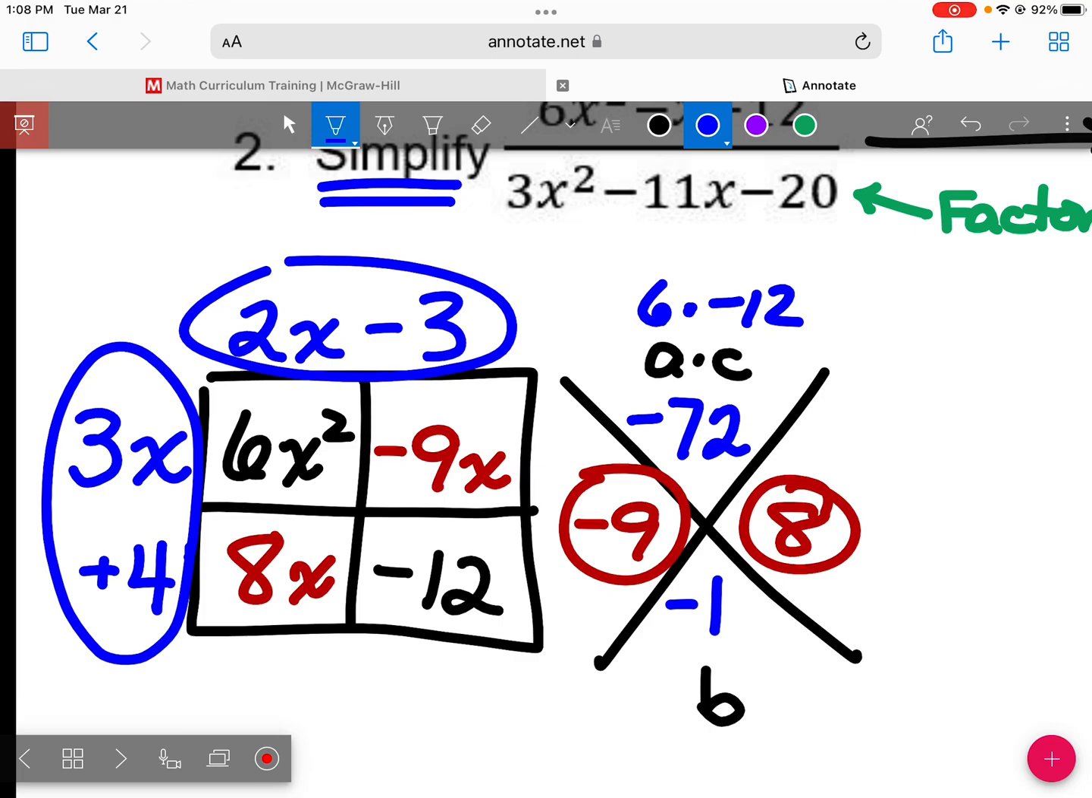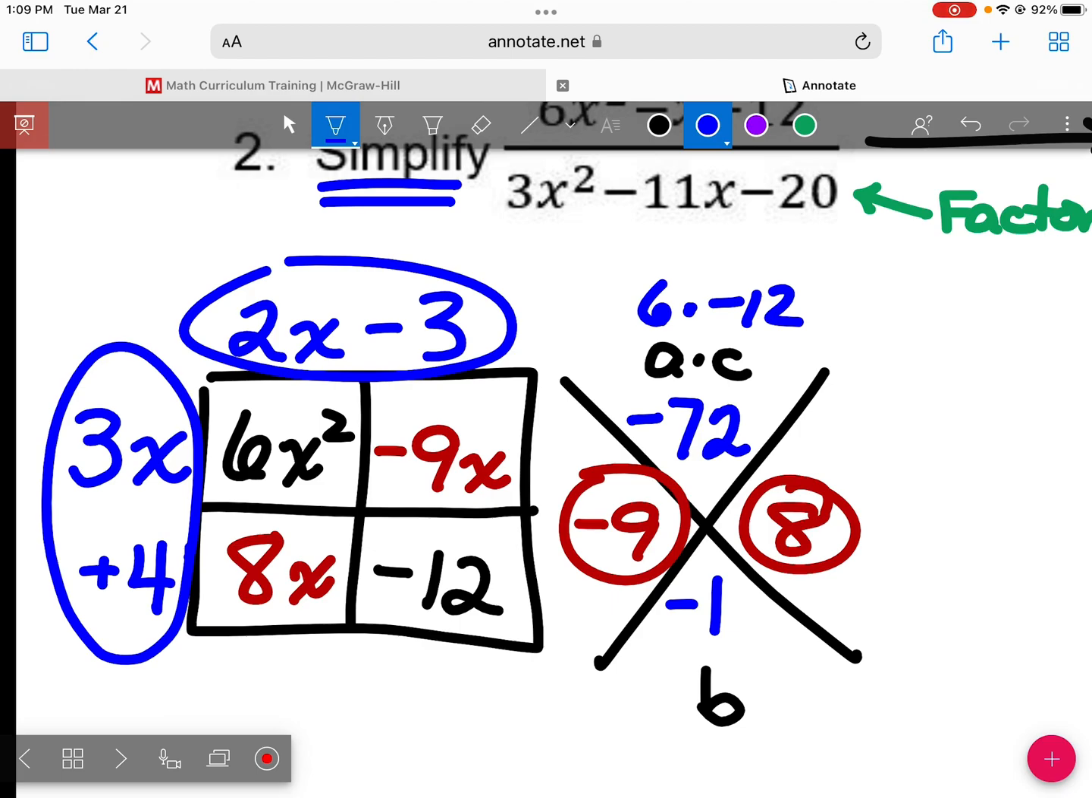A way that you can check yourself to make sure that you got the correct factors: this row times this column should give me this right here. 3x times 2x gives me 6x squared. Oh my goodness. This column times the bottom row should give me what's right here. 2x times 4 gives me 8x. And then I can do that with this column over here. Negative 3 times 3x gives me negative 9x. And negative 3 times 4 gives me negative 12. So you can always make sure that the row and the column would multiply together to give you what's in that box.